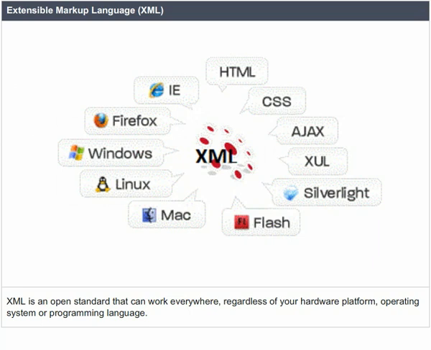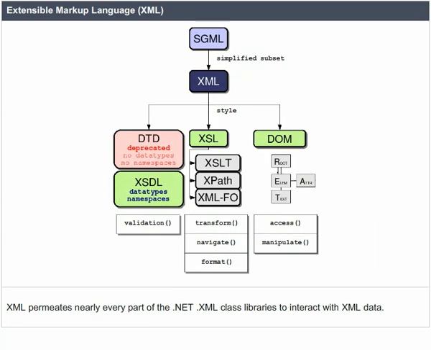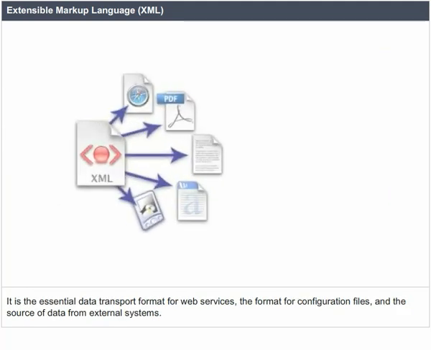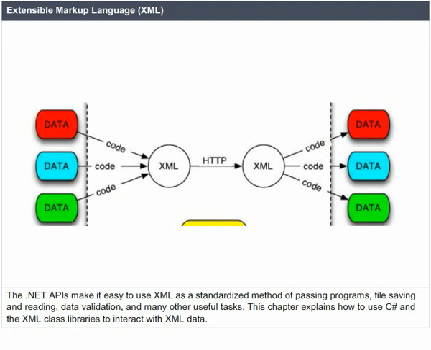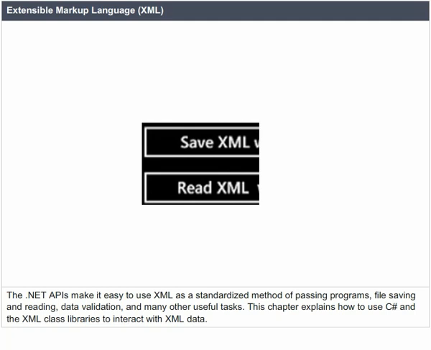XML permeates nearly every part of the .NET class libraries to interact with XML data. It is the essential data transport format for web services, the format for configuration files, and the source of data from external systems. The .NET APIs make it easy to use XML as a standardized method of passing information in programs, file saving and reading, data validation, and many other useful tasks. This chapter explains how to use C# and the XML class libraries to interact with XML data.